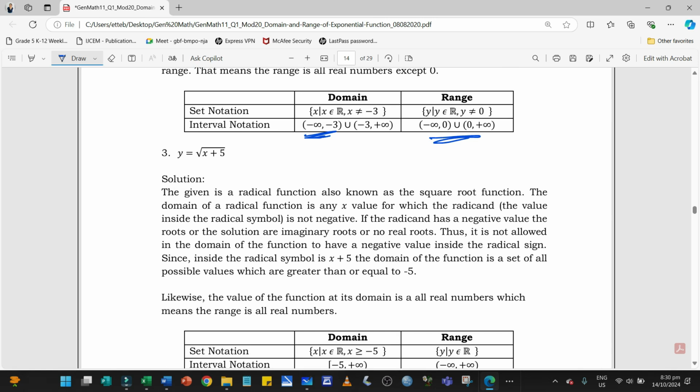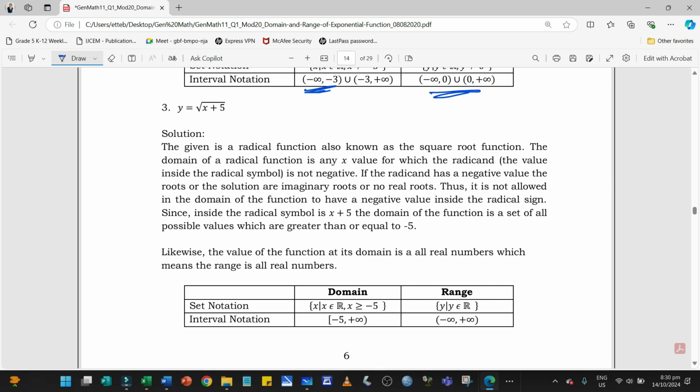And for the number 3 example, as you can see in the domain, negative 5 is included because we can substitute it: negative 5 plus 5 is equal to the square root of 0, which is 0, right? So we cannot substitute numbers which are greater than negative 5. It should be less than negative 5.